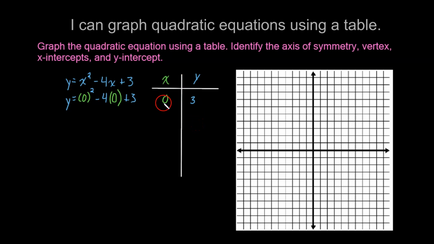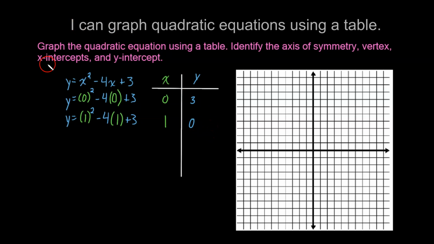And we could repeat this process. So let's go ahead and plug in 1, and we get y equals (1) squared minus 4 times 1, again substituting 1 in for x right here, plus 3. And we get 1 squared would be 1, minus 4 times 1, and that'd be 4, so 1 minus 4, that'd be negative 3, plus 3, that'd give us 0, so we get 0 right here.